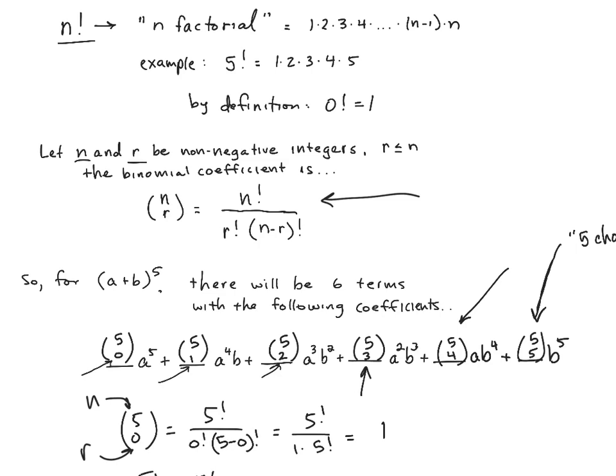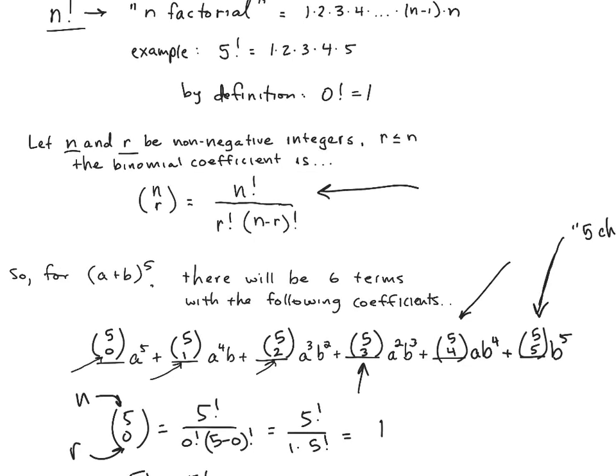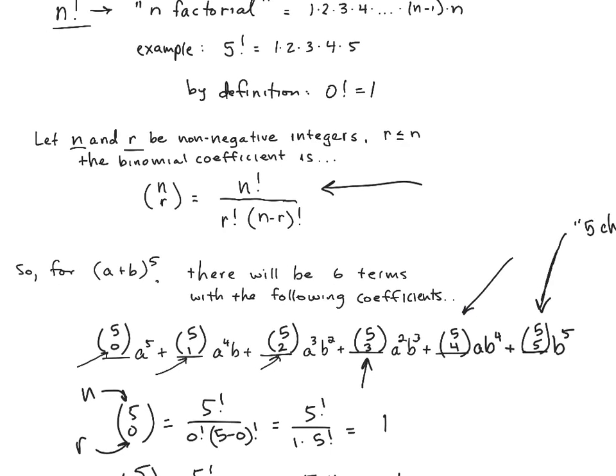So it's 5 factorial divided by 0 factorial times 5 minus 0 factorial. Now remember, 0 factorial was given a value of 1 by definition. And then 5 factorial divided by 5 factorial are both going to be 5 times 4 times 3 times 2 times 1, which is going to cancel each other out. So it's 1 divided by 1, which is 1. So 5 choose 0 is equal to 1. So this first coefficient here is 1.